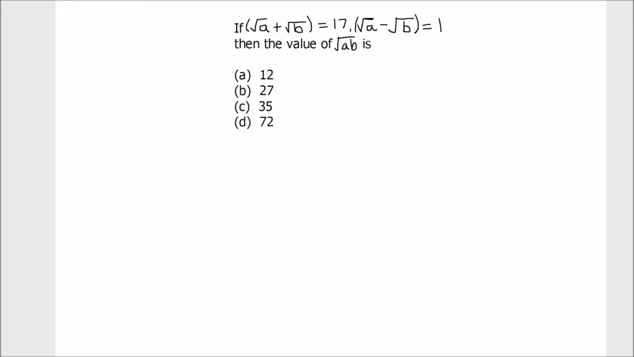let's solve this Math Olympiad problem where we have been given the value of square root of a plus square root of b as 17 and square root of a minus square root of b as 1, and then we need to find the value of ab. The solution is very easy.